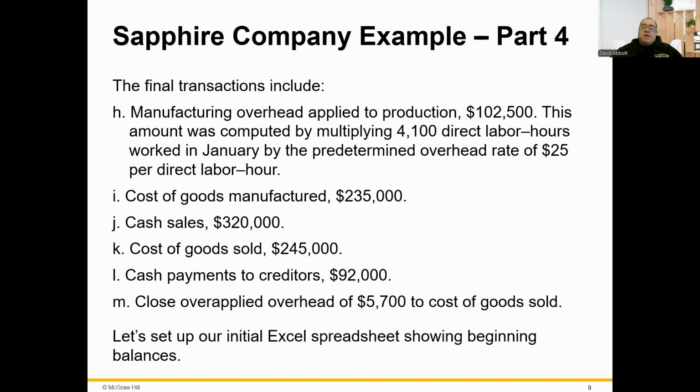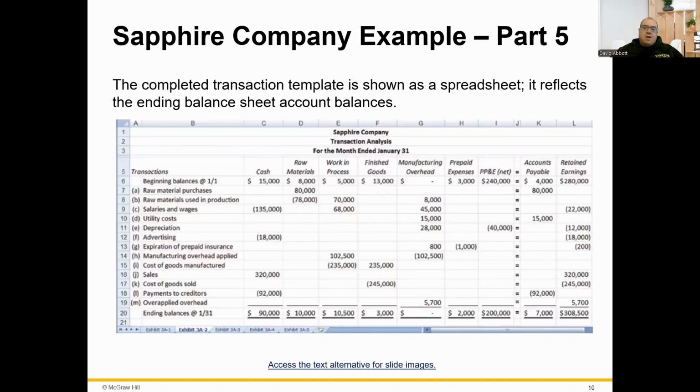So we'll go ahead and set up our initial Excel sheet showing the beginning balances. We see here the beginning balances on January 1st, 15,000 in cash. So we have our beginning balances in row 6, and then we can go ahead and list out all of those other transactions in rows 7 through 19, A through M, that we just went over, and how that's going to affect our balances and where everything needs to go.